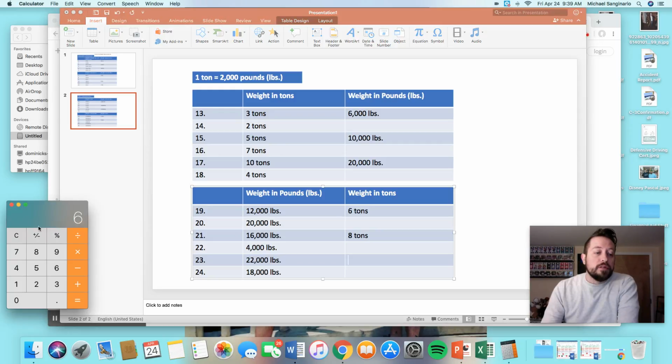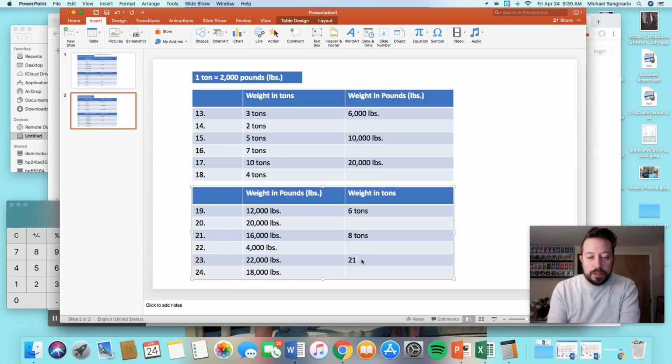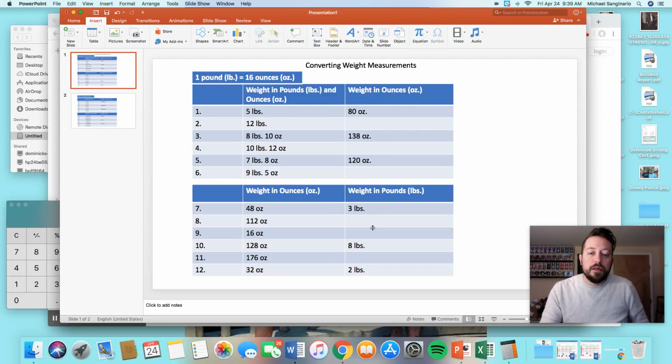22,000 pounds. Okay, so say I couldn't count up. I can count by twos, but I can't count up to 22 on my own. You try the calculator. You take 22 divided by 2, and it tells you that your answer is 11. You drop all those zeros, and then it's 11 tons, and that's it. Okay, and then you're going to do 24. So you have 1, 2, 3, 4, 5, 6, 7, 8, 9, 10.